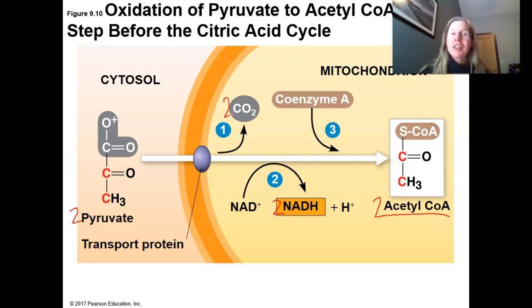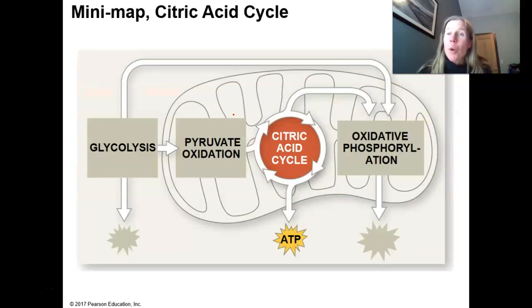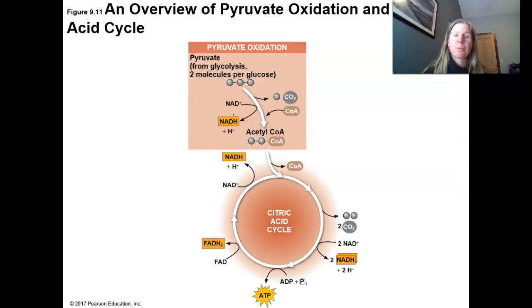Oh, and since we've got 2 pyruvates going to 2 acetyl-CoAs, we get 2 CO2. So the net from pyruvate oxidation: 2 acetyl-CoA, 2 CO2, 2 NADH. No ATP. It's all right, because we're getting there. So on to the citric acid cycle.